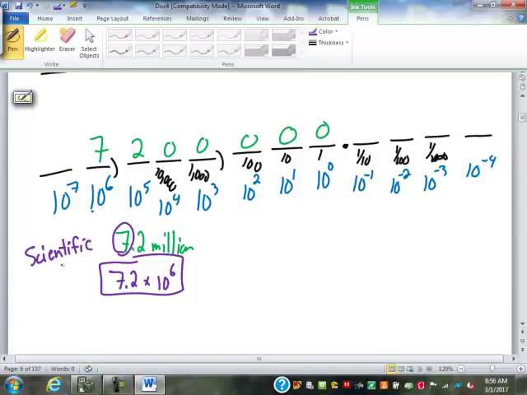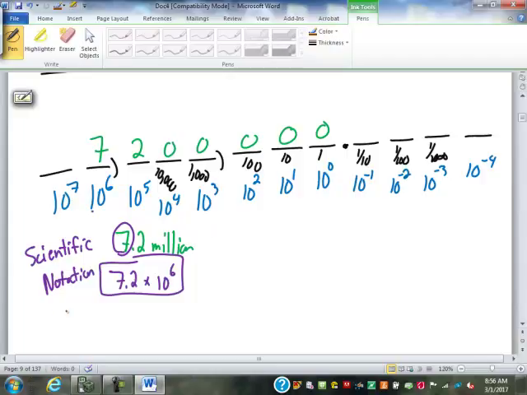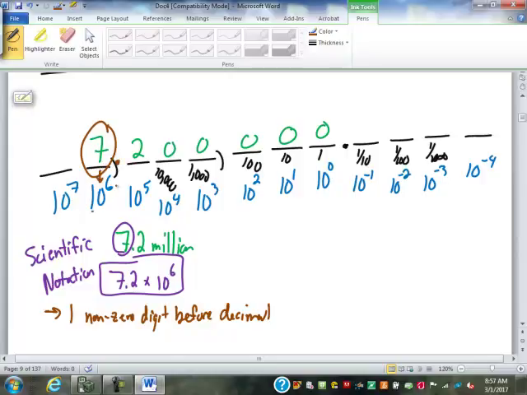Well, that's a very good question. And in some notations you can do that, but not in scientific notation. In scientific notation, we want to have one non-zero digit before the decimal. And then we name the place value of that digit. So 7 is not 0, so that's the only digit we can have in front of our decimal point. So that becomes 7.2. And the 7 is in the 10 to the 6th place. That's why it's times 10 to the 6th.